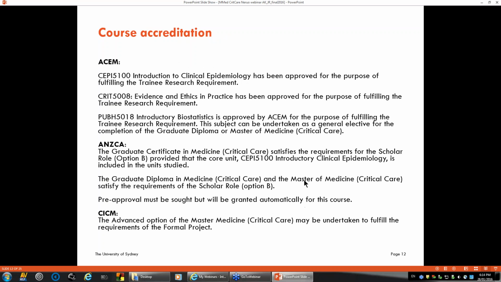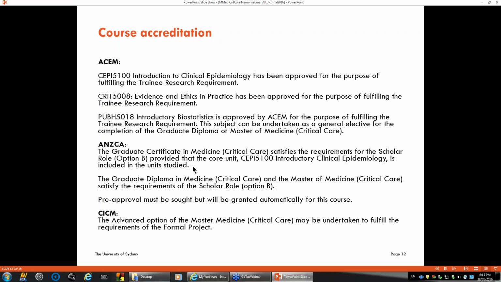All three colleges have, as you know, some requirement for some sort of study. The Australian College for Emergency Medicine has what's called the 410 project, and that's now met through university courses. If you complete the Master of Medicine, you'll satisfy the ACEM requirements for that through Introductory Clinical Epi and the Evidence and Ethics unit of study. They also recognise the Introductory Biostatistics unit, but you wouldn't need to do that if you'd completed these other two units.